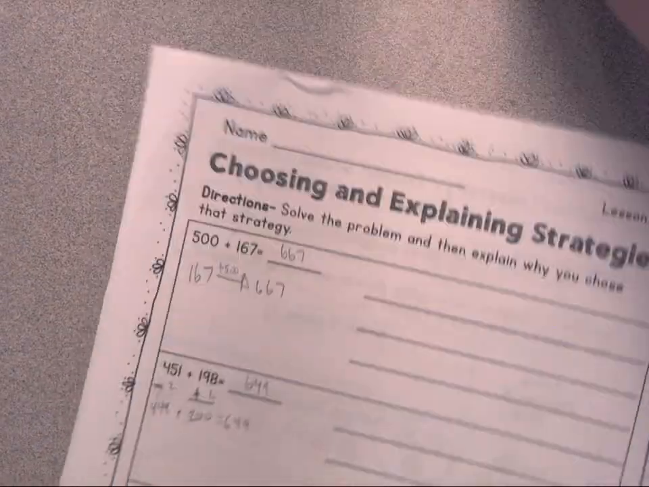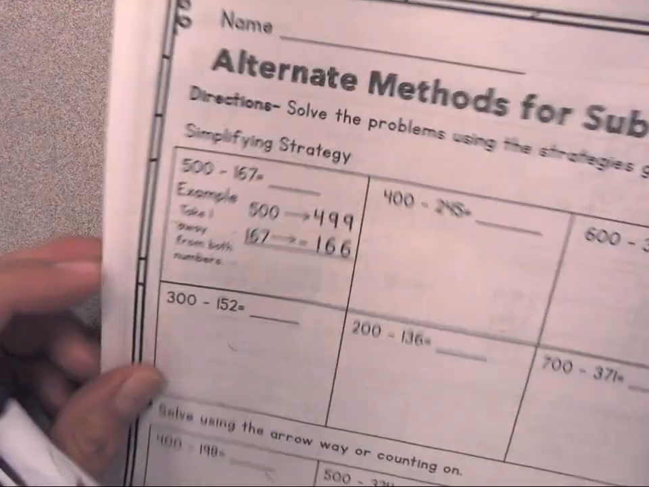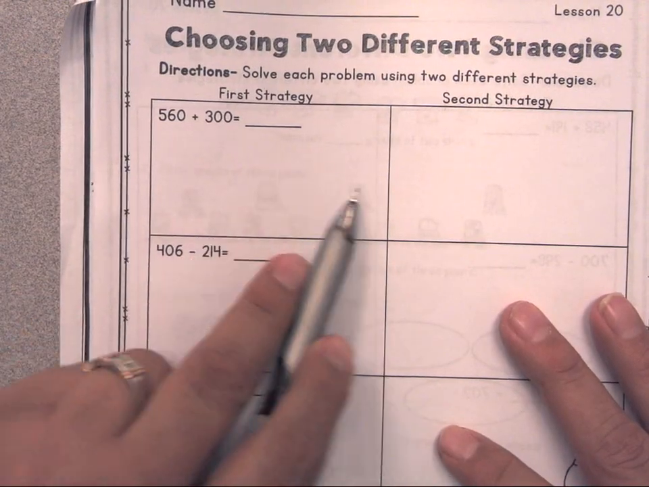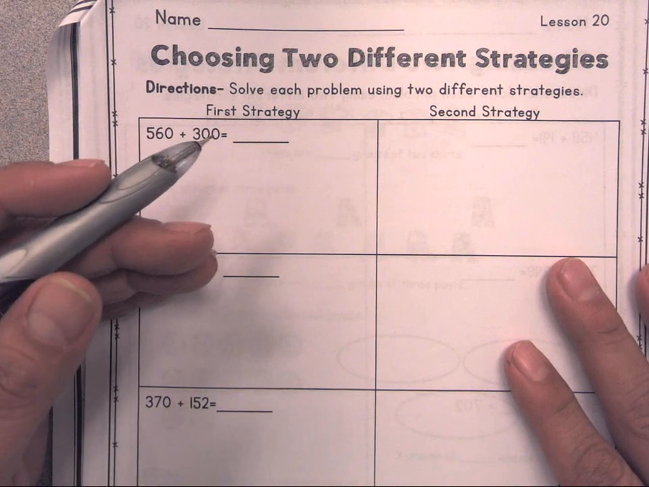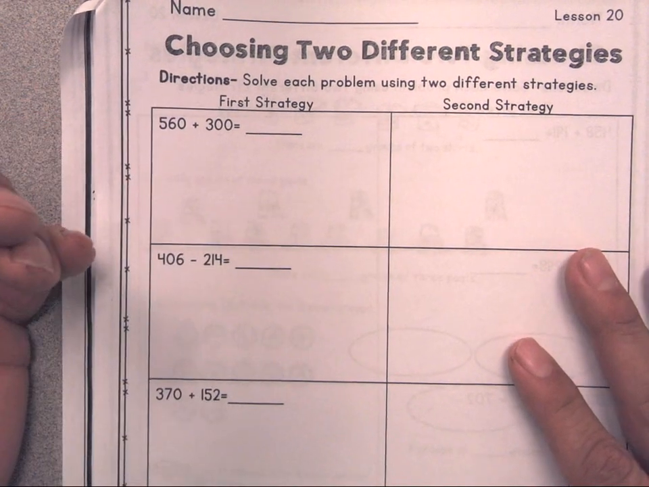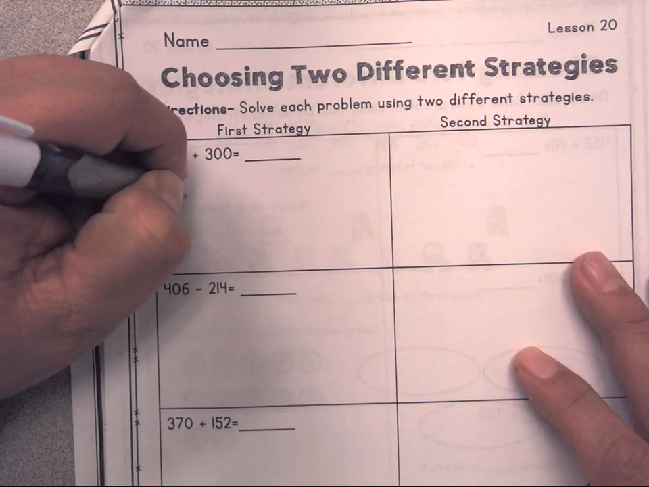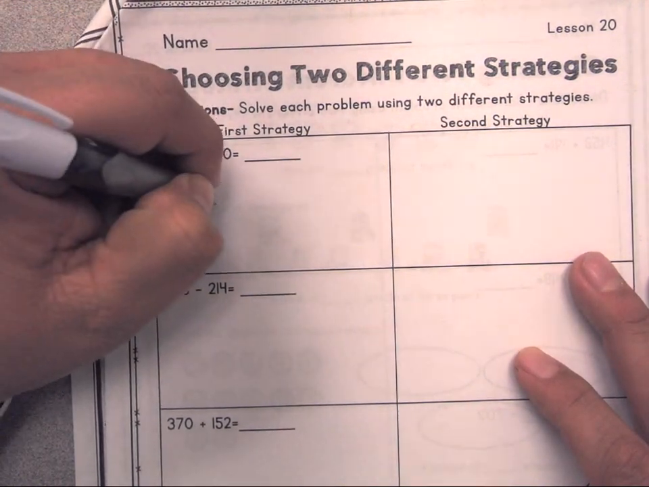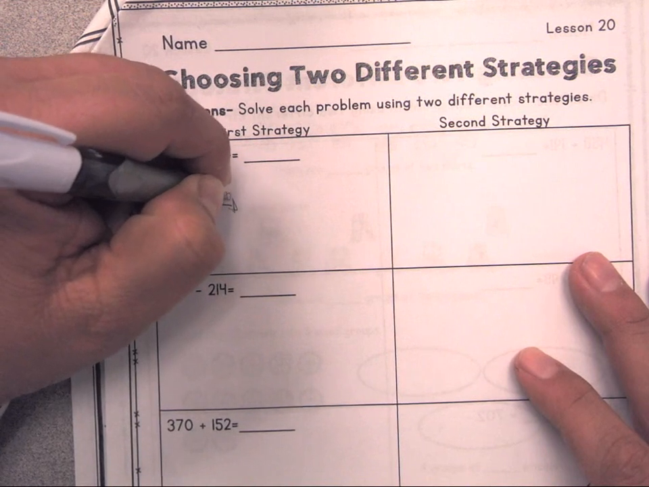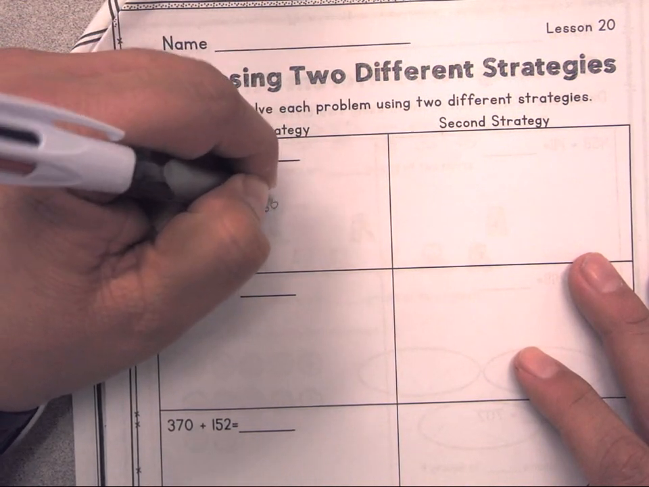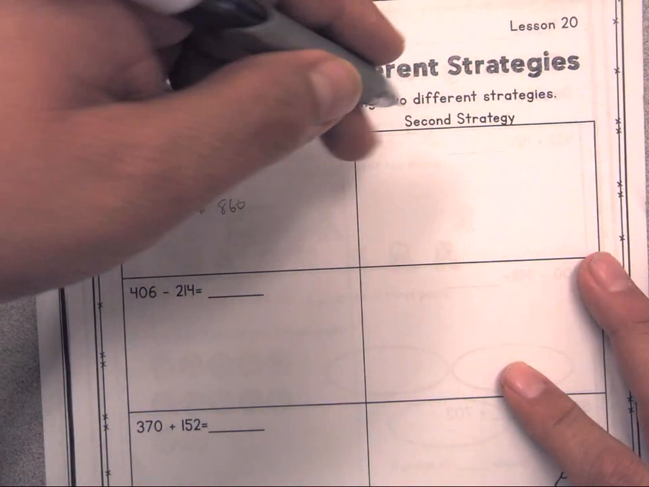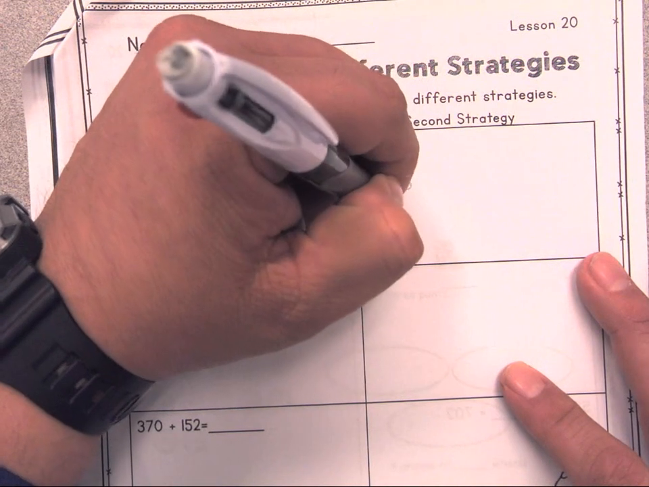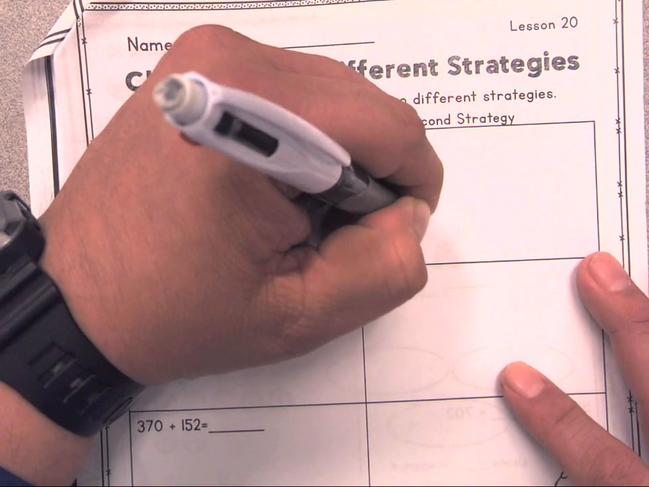So then let's look at lesson 20. Lesson 20, and this one's very simple. You just need two different strategies. I just need to see two different strategies: arrow way, number bond, place value, or vertical form. So for this one, I would just use the arrow way for one, 560 plus 300 equals 860, and then I would just do vertical form, 560 plus 300 equals 860.